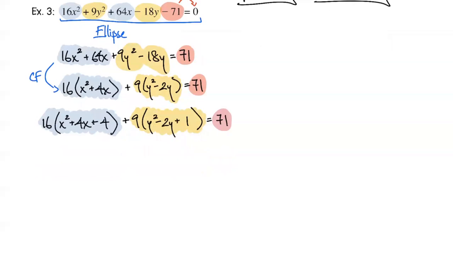If I add 16 times 4 to the left-hand side, I better add 16 times 4 on the right-hand side. If I don't, then I've added more stuff and I've changed my equation. So in other words, it wouldn't be balanced anymore.